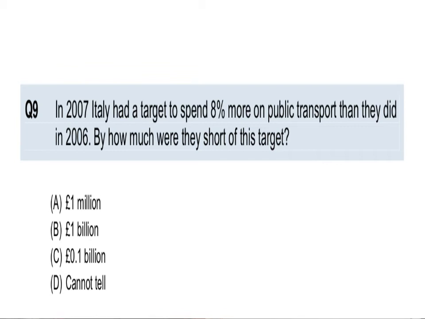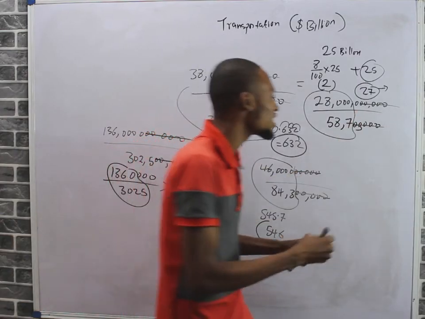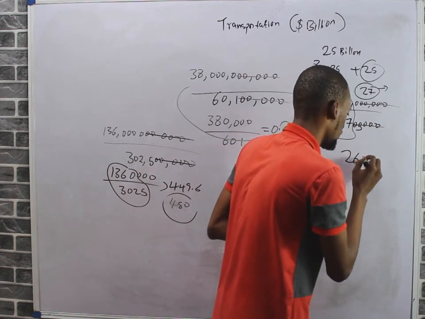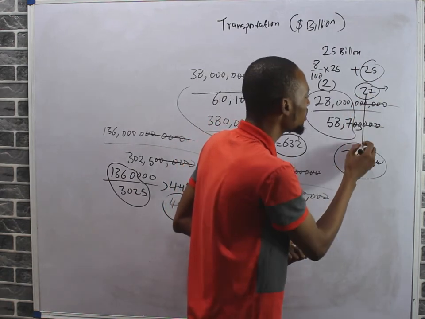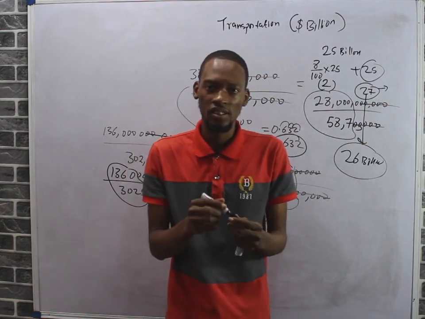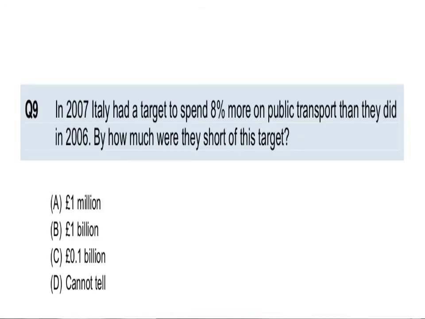In 2017, they actually spent 26 billion. You see, they targeted to spend 27 billion the next year, which is an 8% increase. But they could only spend 26 billion. This means they are 1 billion short of target. That is what the question is asking. So the answer is, the difference is 1 billion.